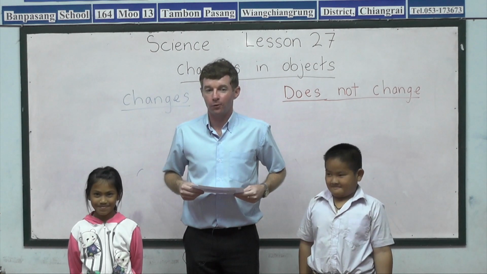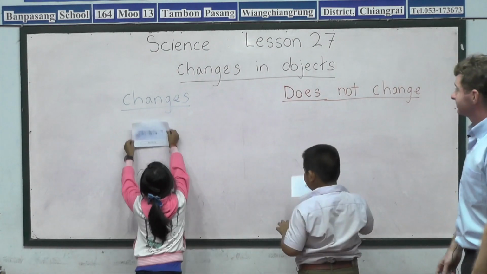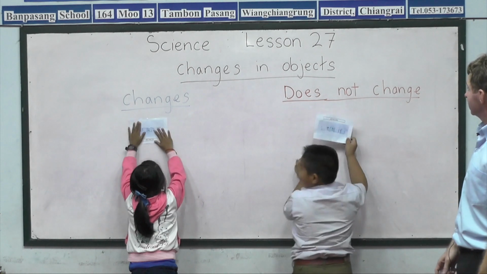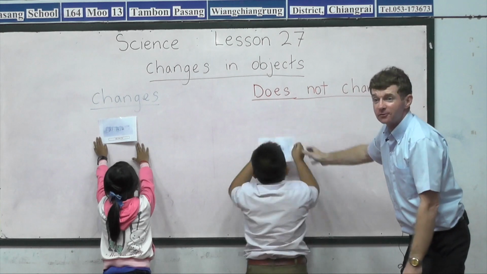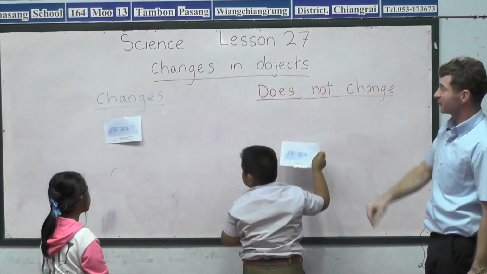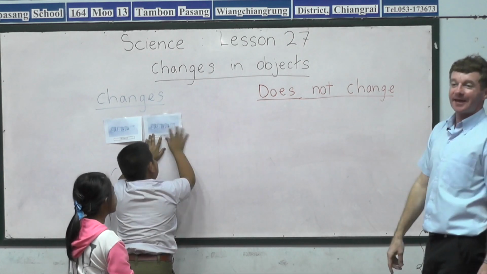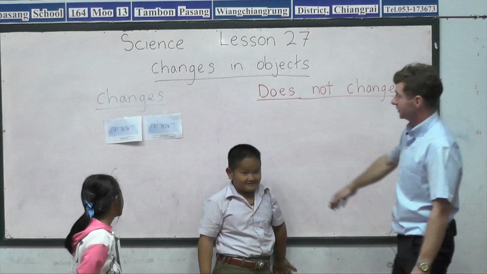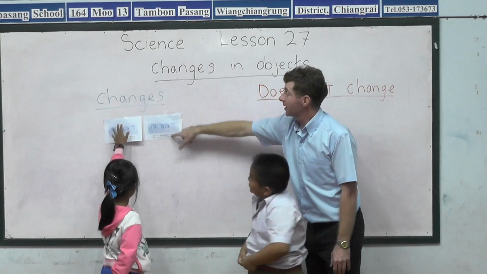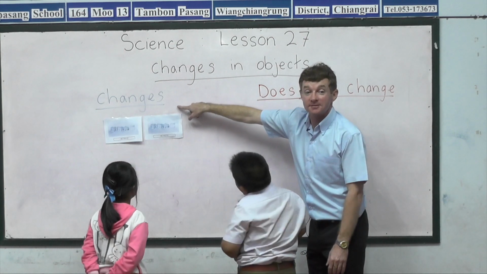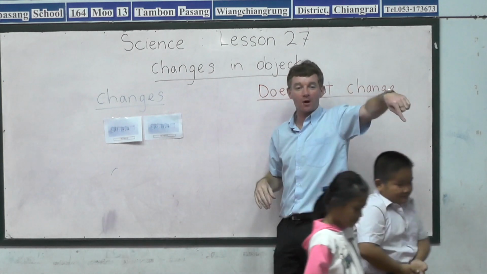One, two, three. Go, have a look at your item. Melting ice. Does ice change? Yes. So where do we need to stick ice? Does ice change? Yes. Ice changes. Can we say melting ice? Melting ice. Changes. High five. Round of applause for our two students.